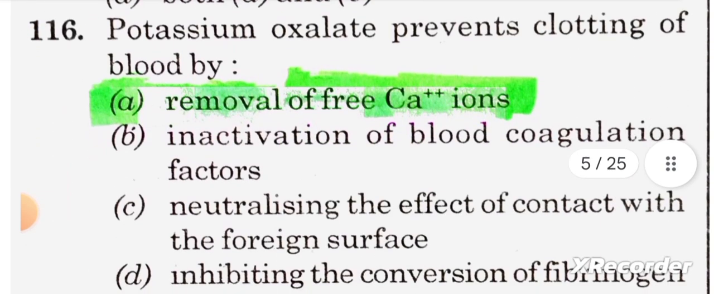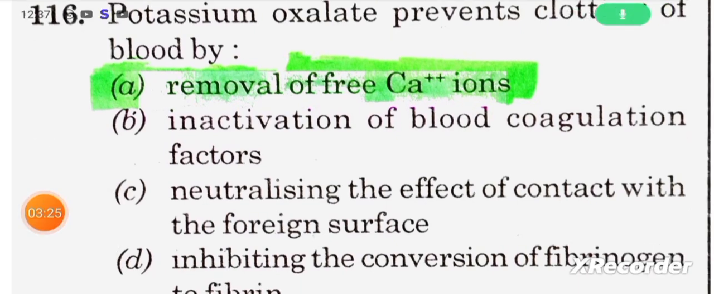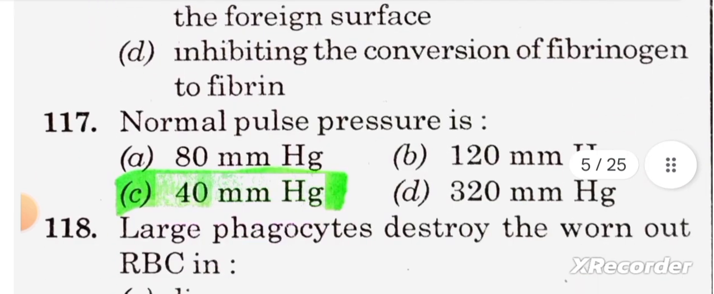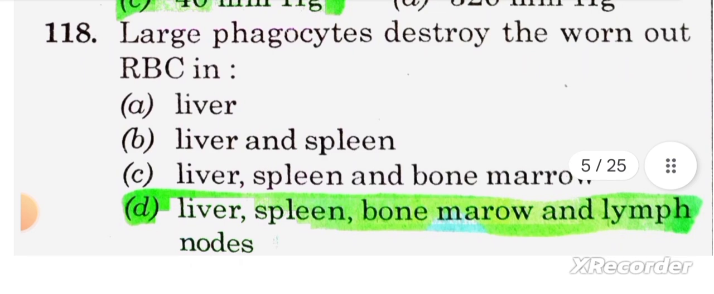Next, 116. Potassium oxalates prevent clotting of blood by answer A, removal of free Ca++ ions. Ca++ ion means calcium 2 plus ions. Next, 117. Normal pulse pressure is answer C, 40 mmHg. Next, 118. Large phagocytes destroy the worn out RBC in answer D, liver, spleen, bone marrow and lymph nodes.